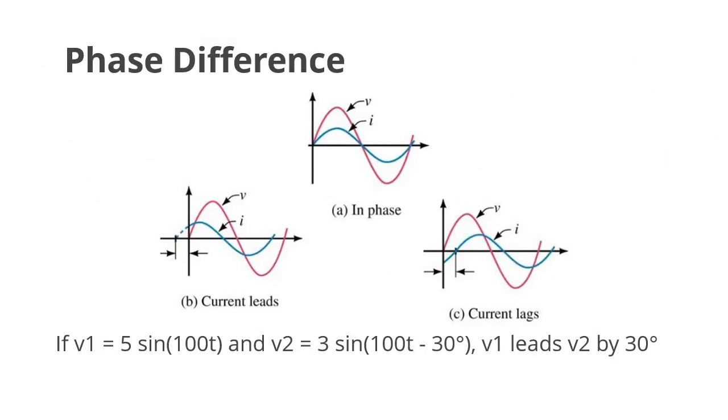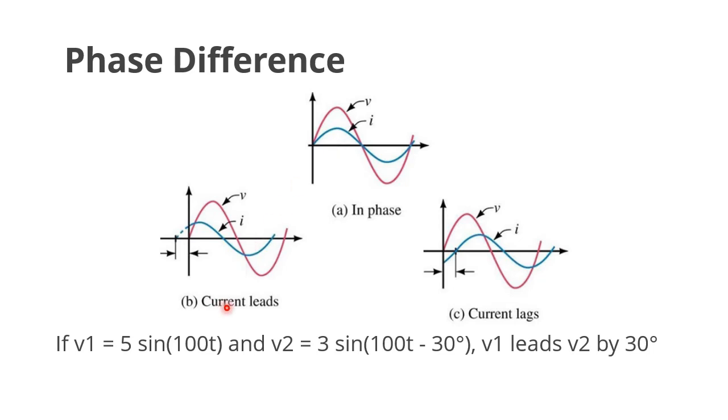Phase difference. Here three types of wave patterns are drawn for three different conditions. If you look at each one, the first one has voltage and current drawn in two different colors. Both patterns are of the same frequency and there is no phase displacement between V and I. That's why we can call this voltage and current in phase.